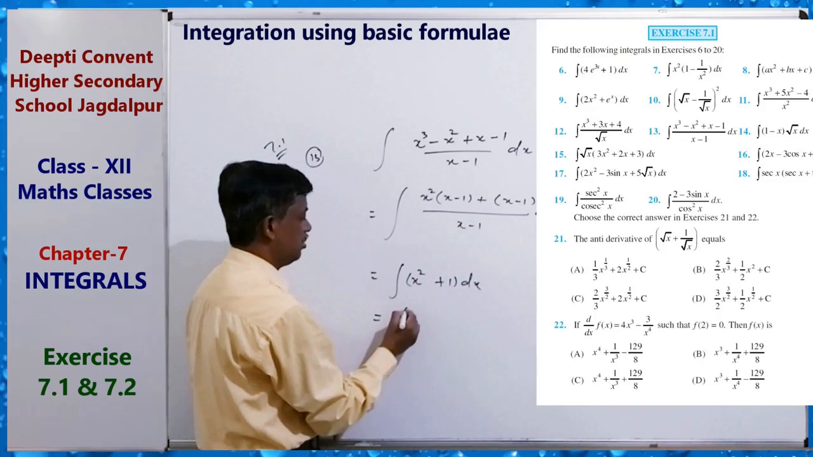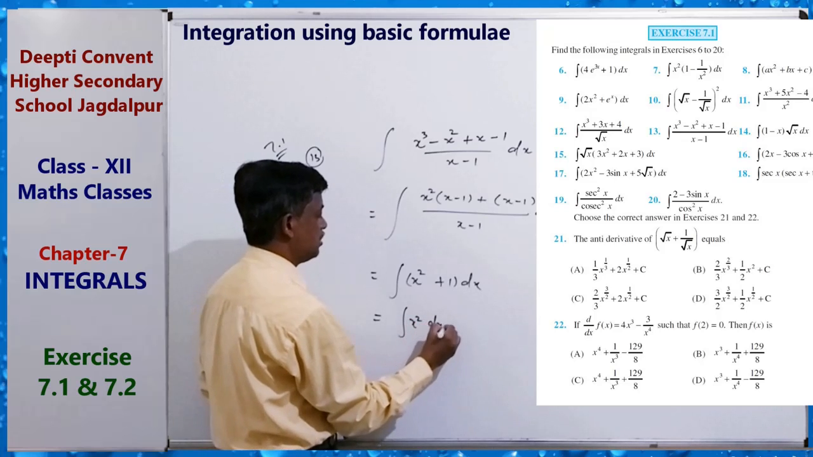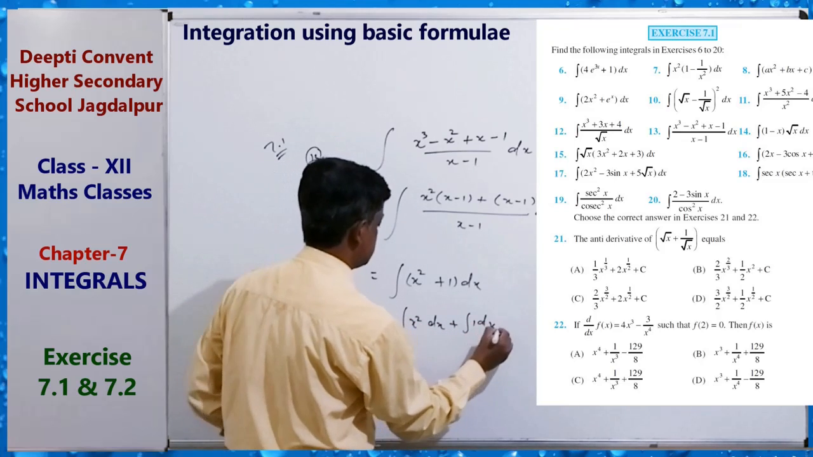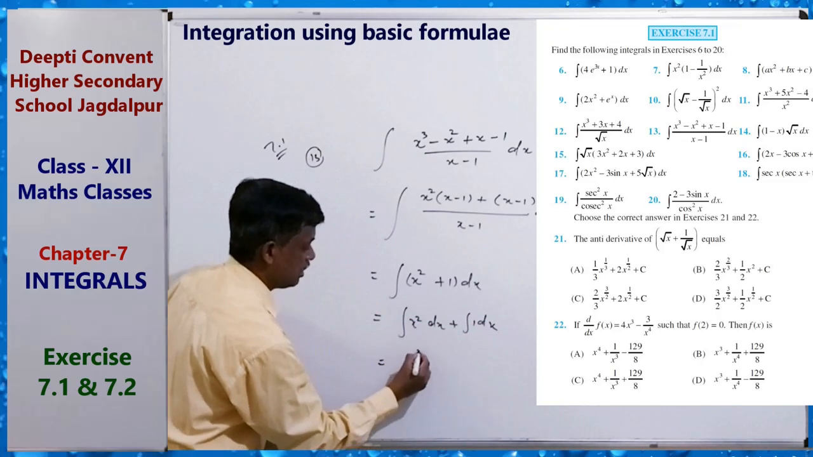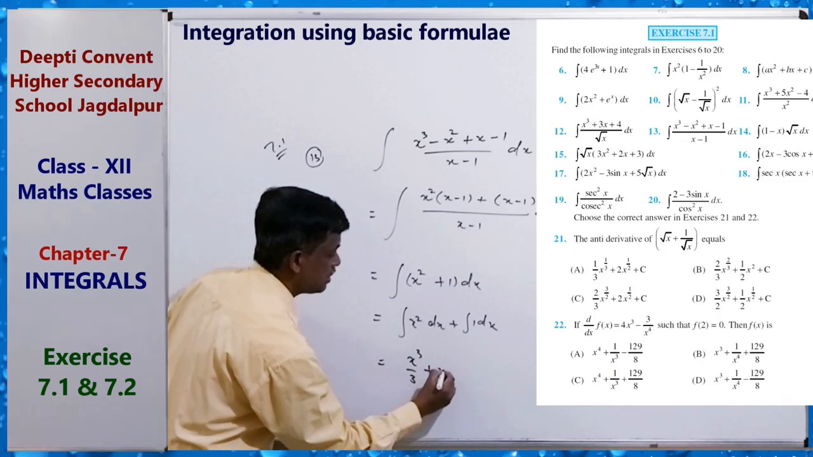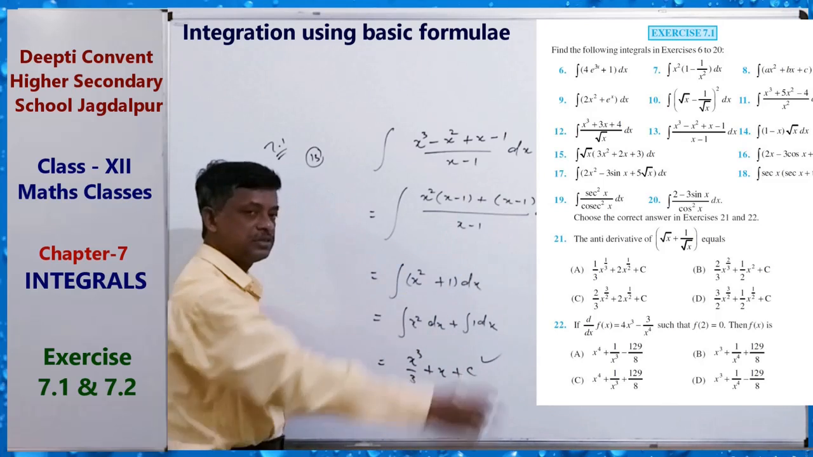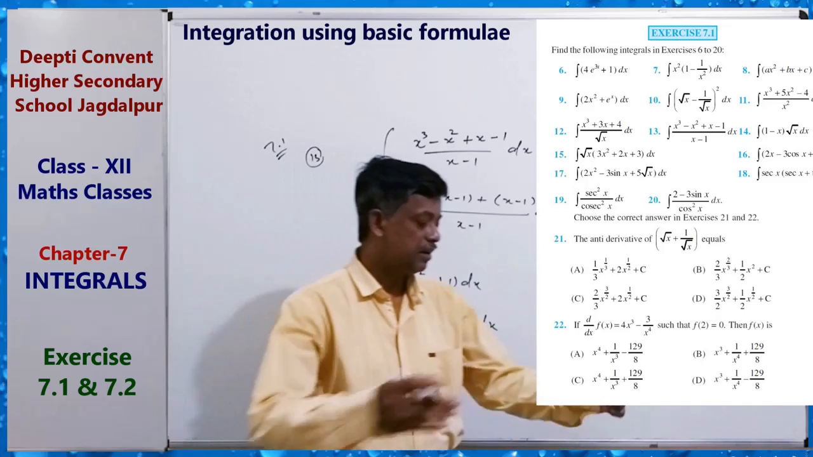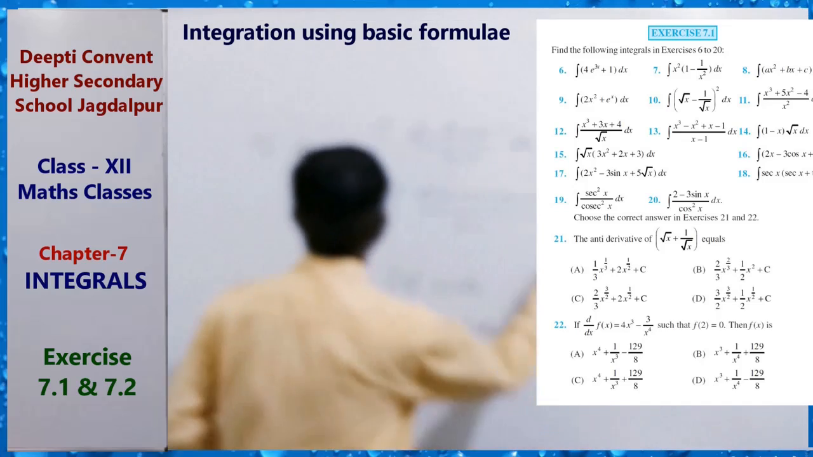So very simple: integration of x square dx plus integration of 1 dx. So it will be x cube by 3 plus x plus c. This is the solution. Similarly, trigonometric functions can be solved.